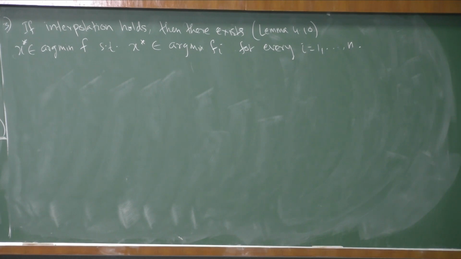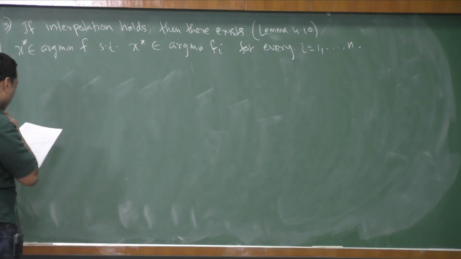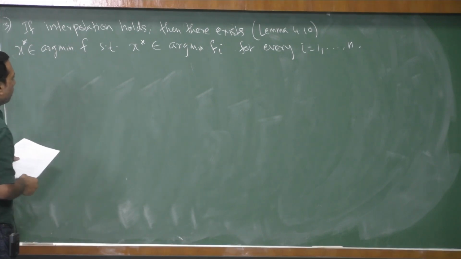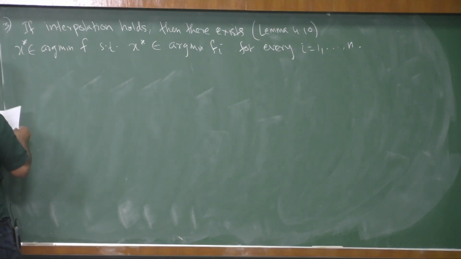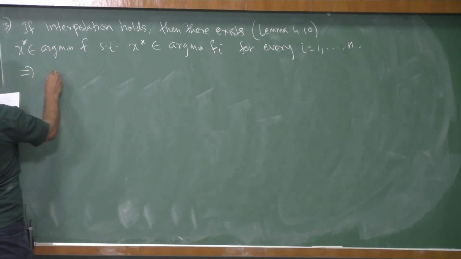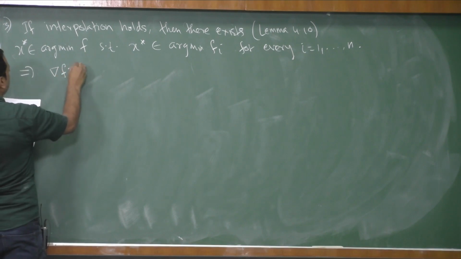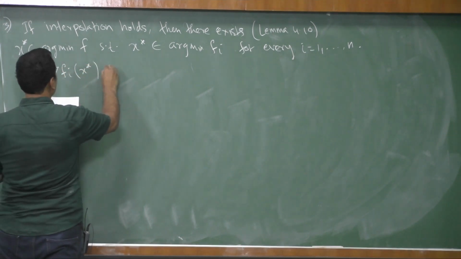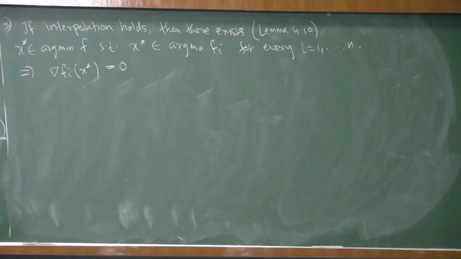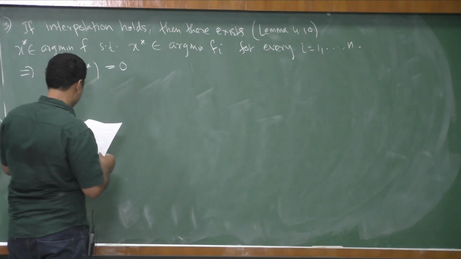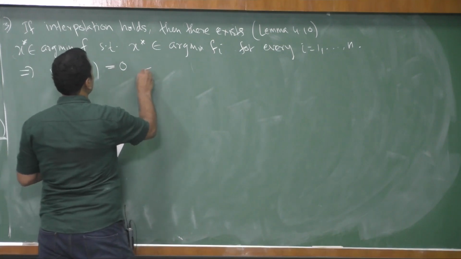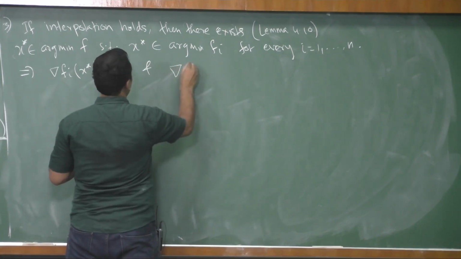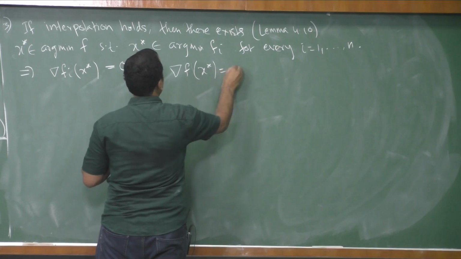Okay, so obviously the gradient must vanish, right? Because x star is a minima of fi. So this implies that the gradient of fi at x star is 0, because x star is a minimum of fi. That's where the gradient should be flat, and also since it's for f, grad f at x star is 0.